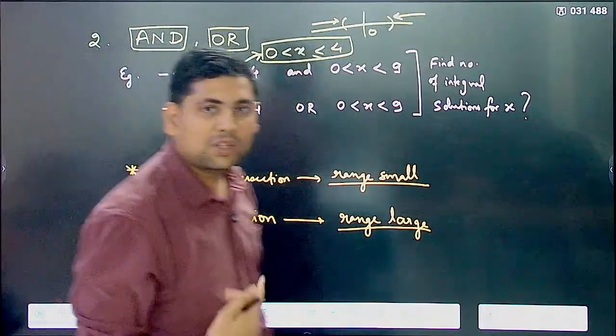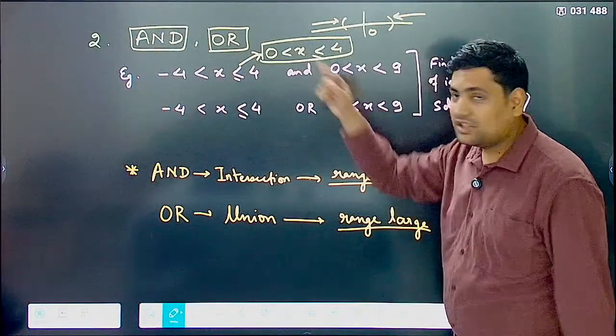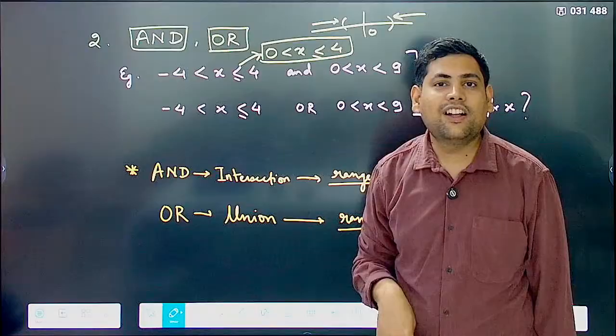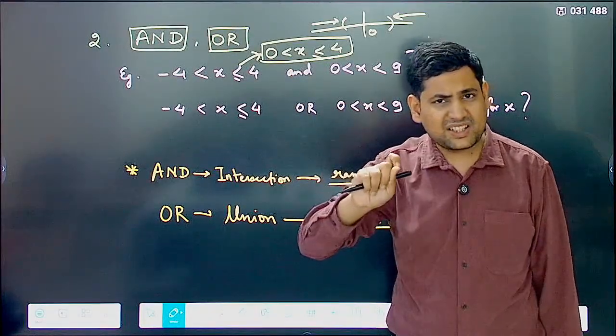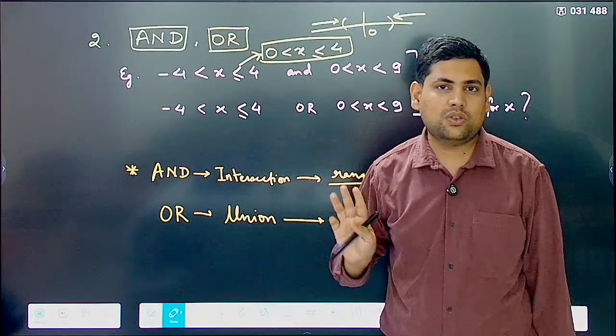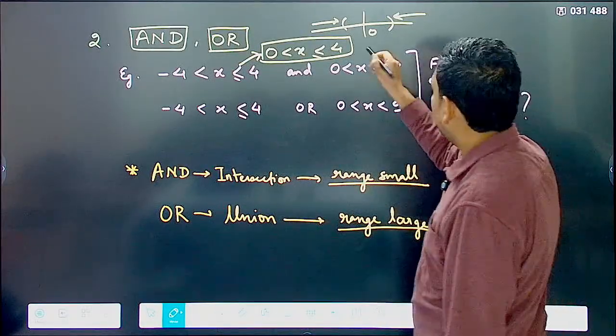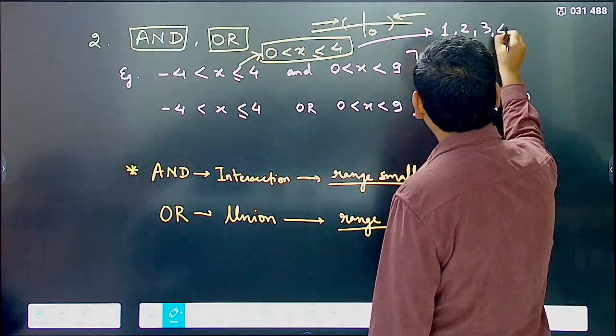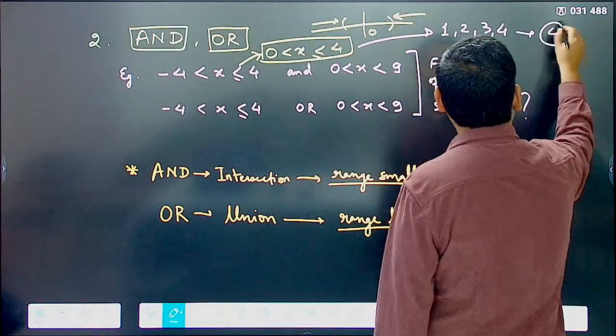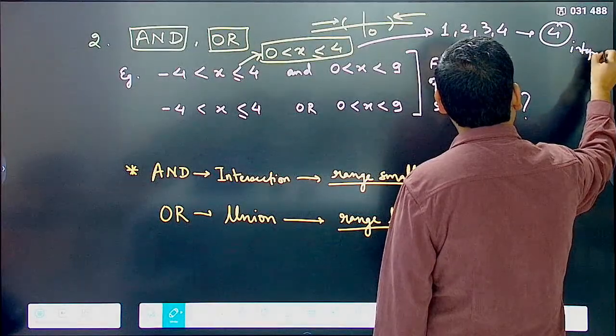Understood? Now, number of integral solutions, count it. 0 won't be counted. Why? Because there is strict inequality. So x is at least slightly greater than 0. So 0 will not be counted. What will be counted is 1, 2, 3 and 4. So the answer becomes 4 integral solutions.